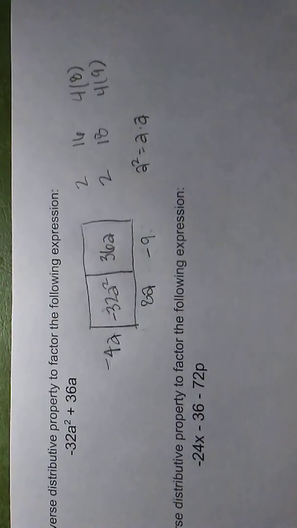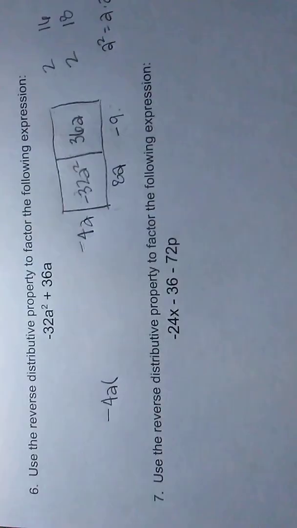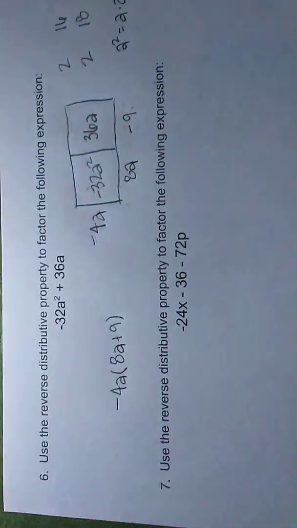So when this is all said and done, it's going to look like this. Negative 4a, outside the parentheses, that's my greatest common factor, times 8a plus 9 inside parentheses. Oops, that should be subtract 9. And yes, it makes a difference.